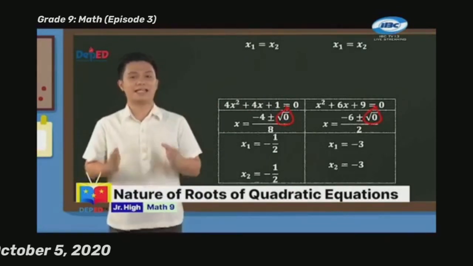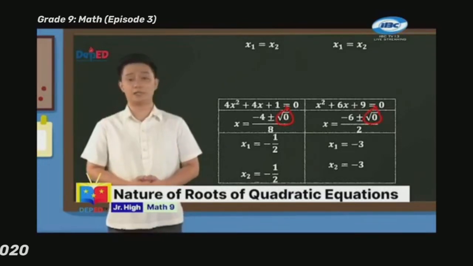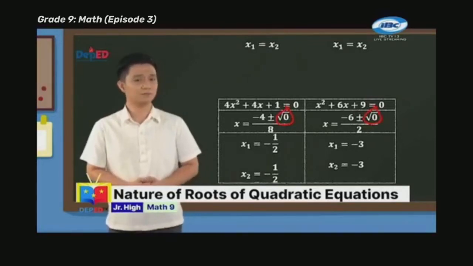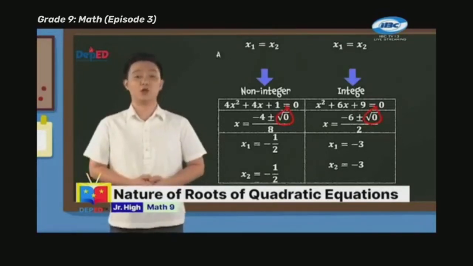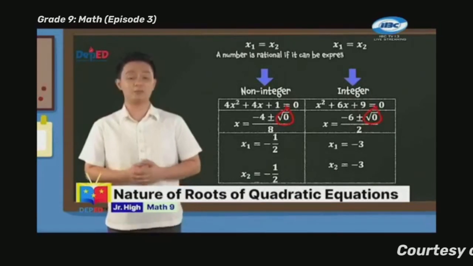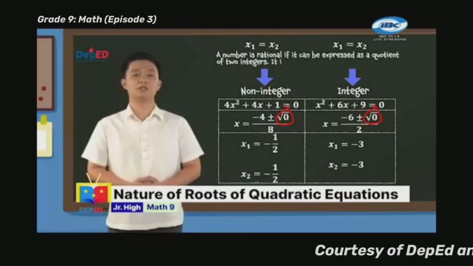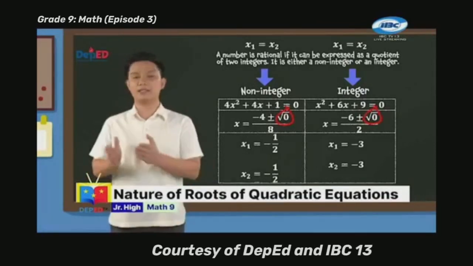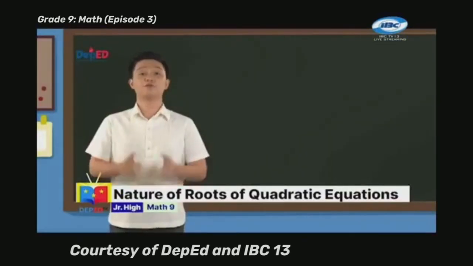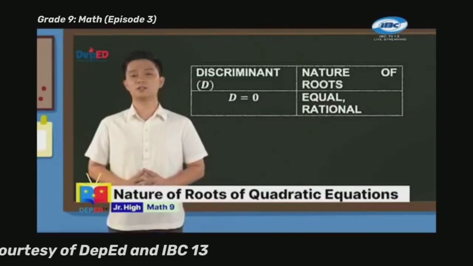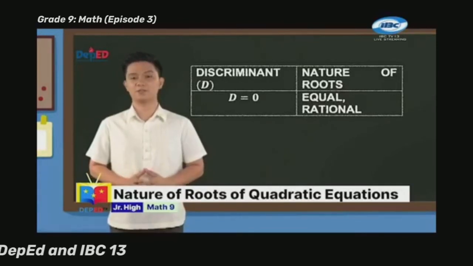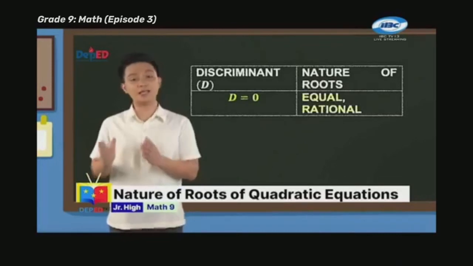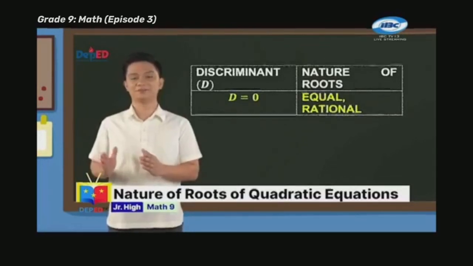The roots are equal. Aside from being equal, we can also observe that the roots are what kind of numbers? Rational. A number is rational if it can be expressed as a quotient of two integers. A rational number is either a non-integer or an integer. So, for the first pair of quadratic equations, we take note of the following details. The discriminant is 0. The roots are equal and rational.